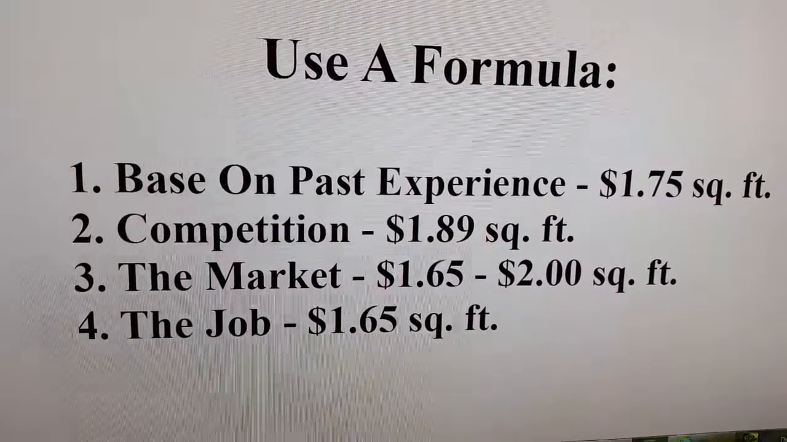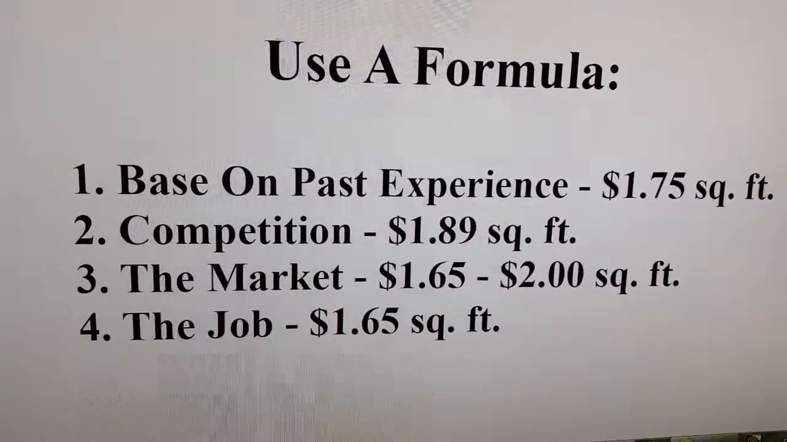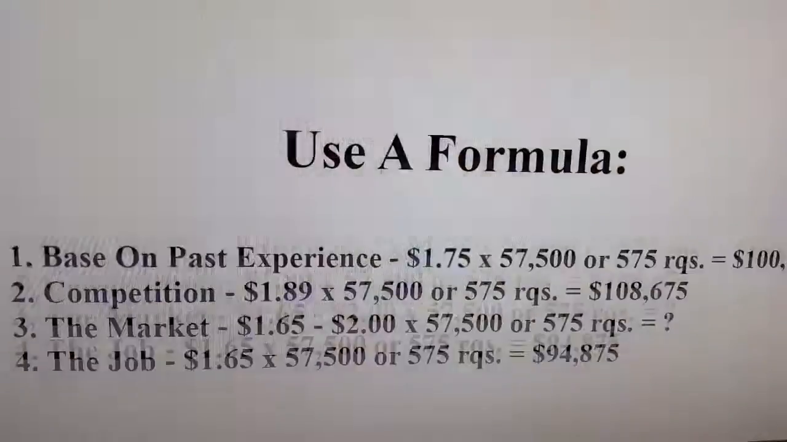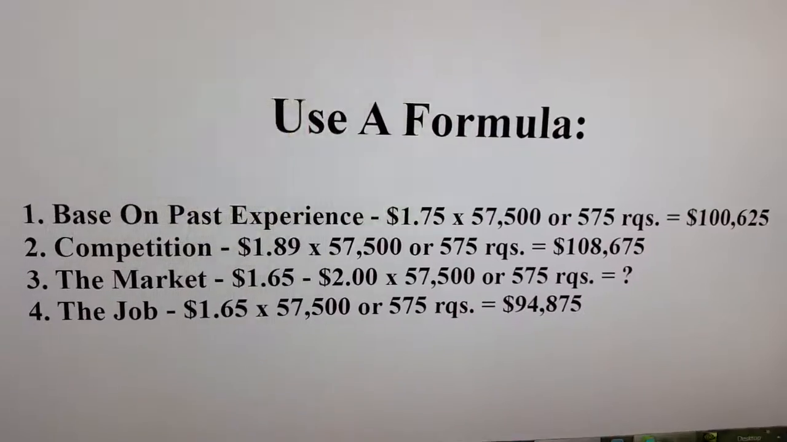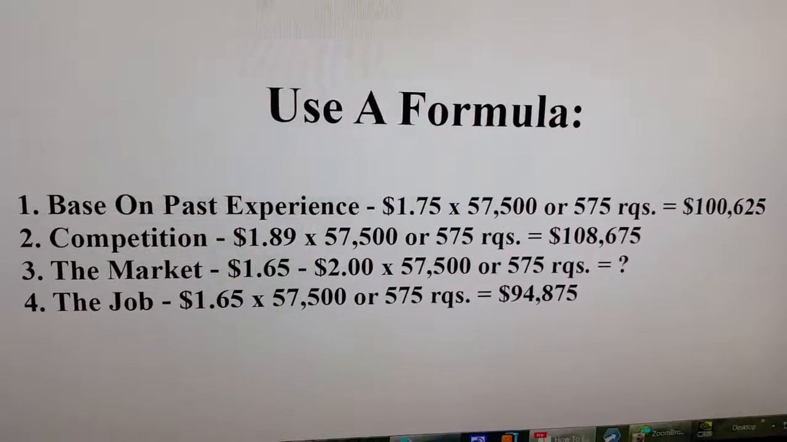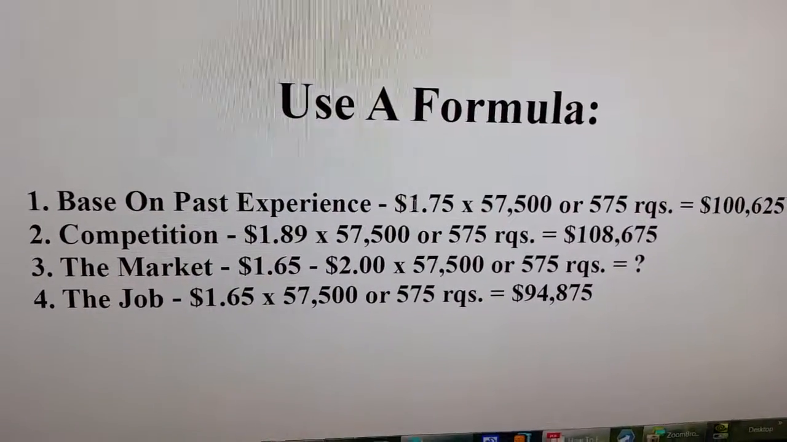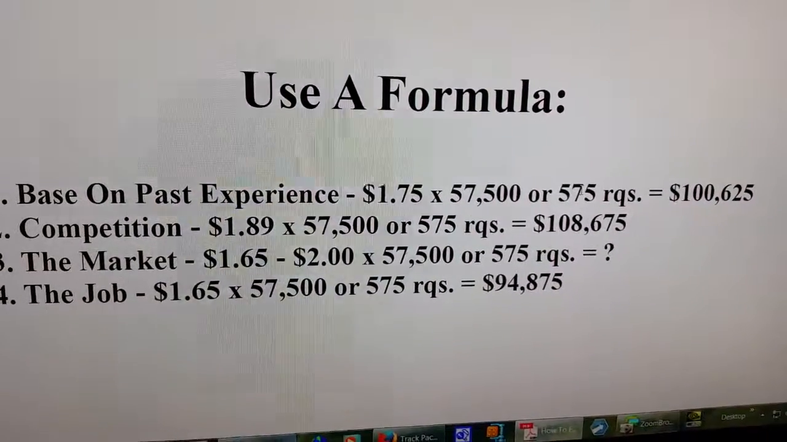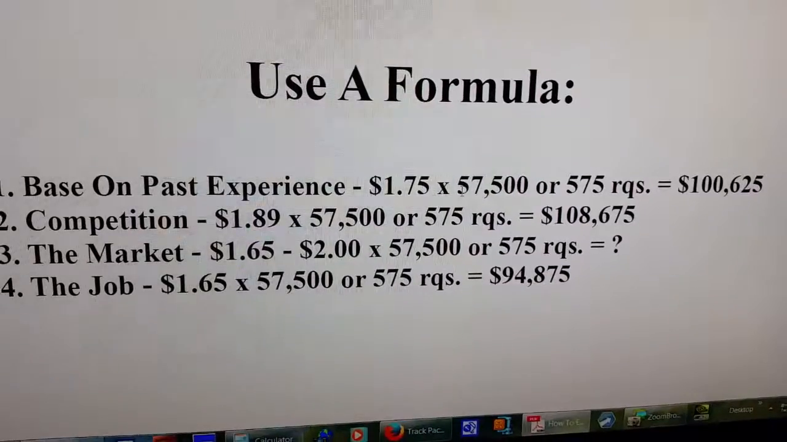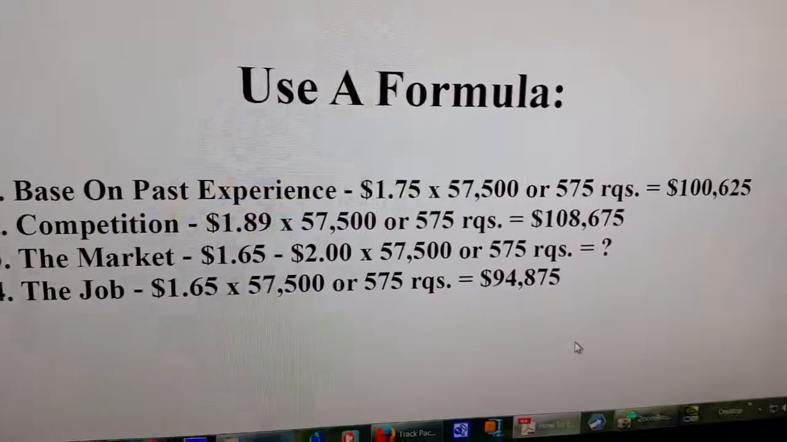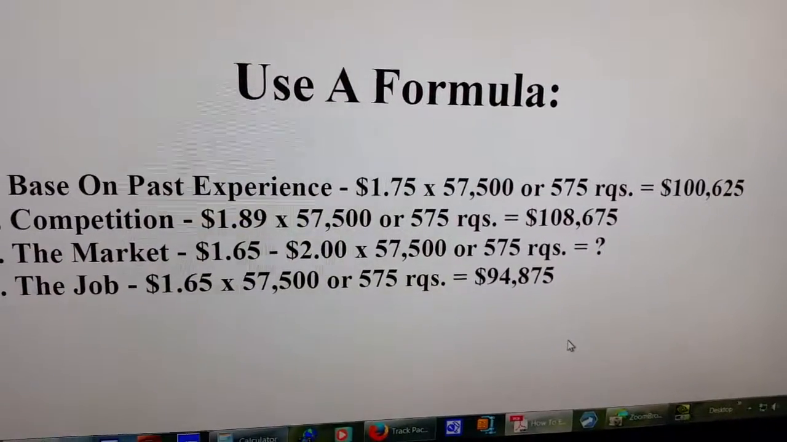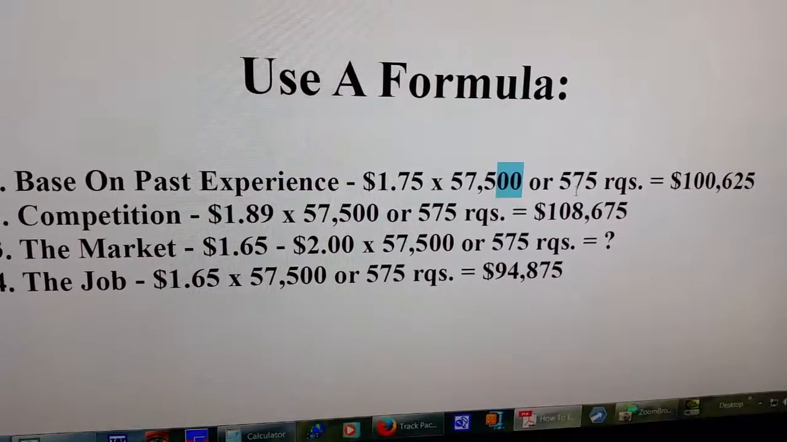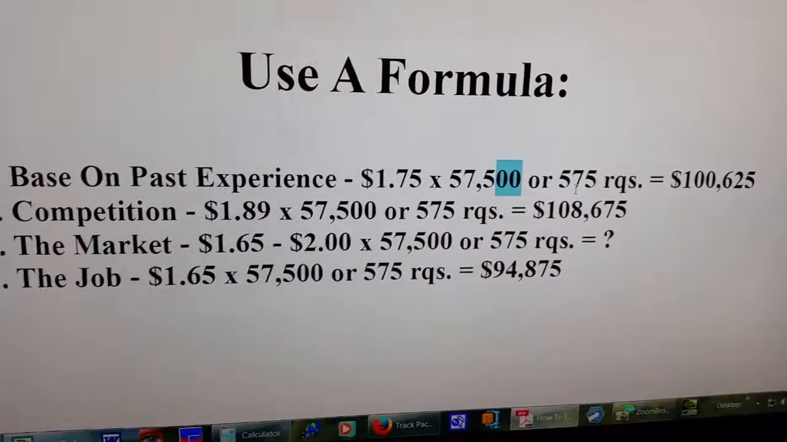I don't want to just throw out a number and hope for the best, because that's not how we do this. If we go down here to our formula approach again and we say, listen, based on past experiences, I'm at $1.75 times 57. Now listen, folks, I don't like these big numbers. I can't wrap my head around those. They're too big of numbers. I break it down to roofing squares. What you do, real simple, you knock these 2 zeros off, bam, you get 575 roofing squares.